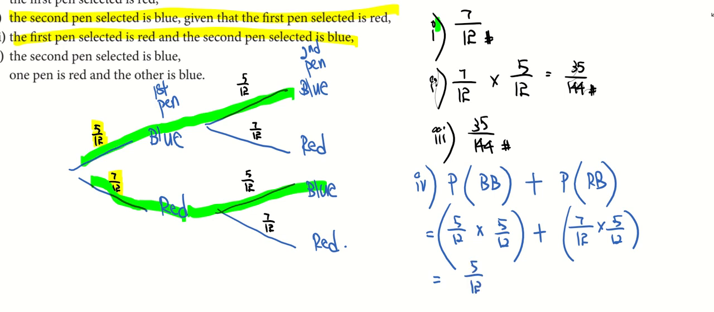Okay, now comes the last one. One pen is red and the other one is blue. You try yourself. Okay, check the phrasing. One pen is red, the other one is blue.